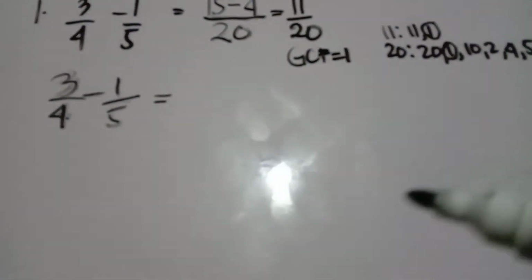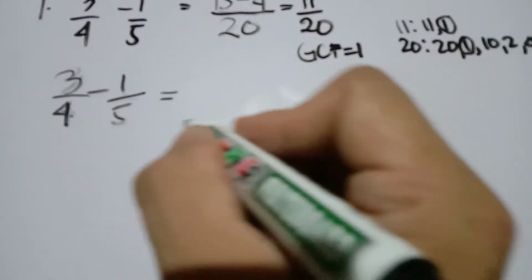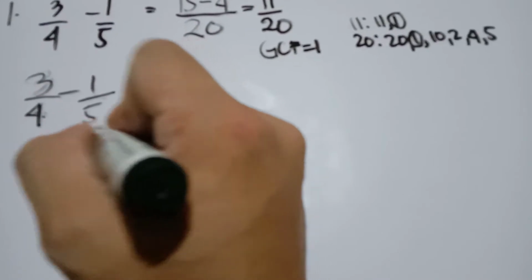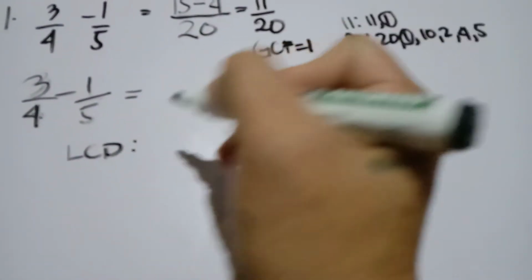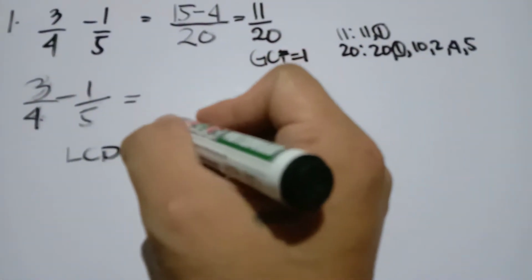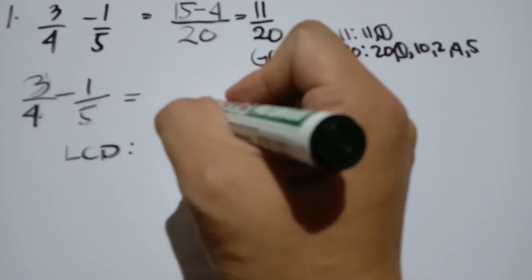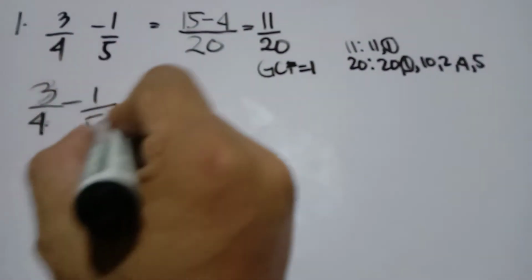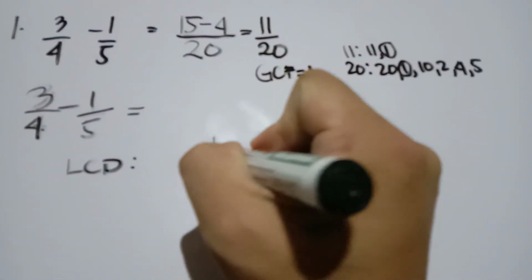So what we are going to do is change 3/4 and 1/5 to similar fractions by finding the LCD, or least common denominator. Now, papaano natin hahanapin yung LCD? Just simply list down the multiples of the denominators. In this example, the denominators are 4 and 5.